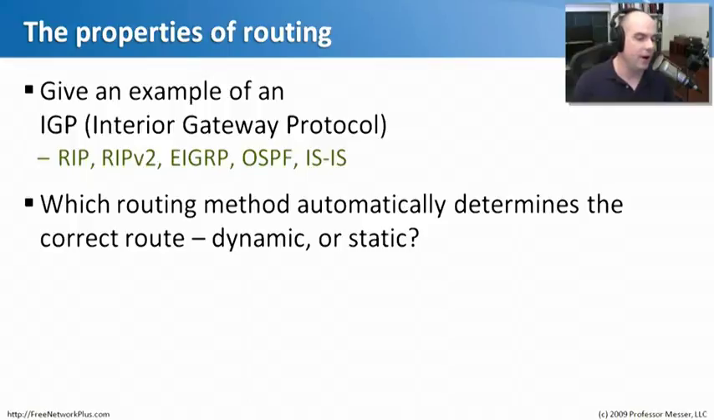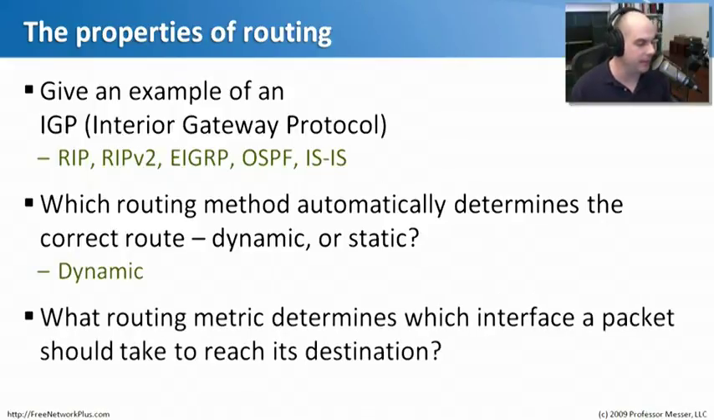Which routing method automatically determines the correct route? Is it a dynamic route or a static route? Now, the key word here is automatic. And if you saw that, you would know that it's a dynamic route that automatically determines where traffic should go, and it's based on the characteristics that are occurring on your network in real time.